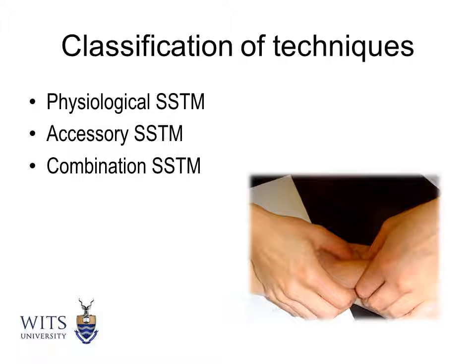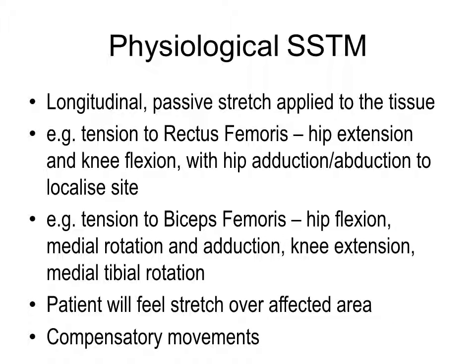So there's 3 different types of SSTMs. We've got the physiological, accessory, and then a combination of the two. Physiological SSTMs make use of physiological movement like flexion, extension, adduction, internal, external rotation. Longitudinal passive stretch to the tissues is applied. So for example, if you put tension in the rectus femoris because you have got an injury in the rectus femoris, hip extension and knee flexion with adduction or abduction to localize the site.